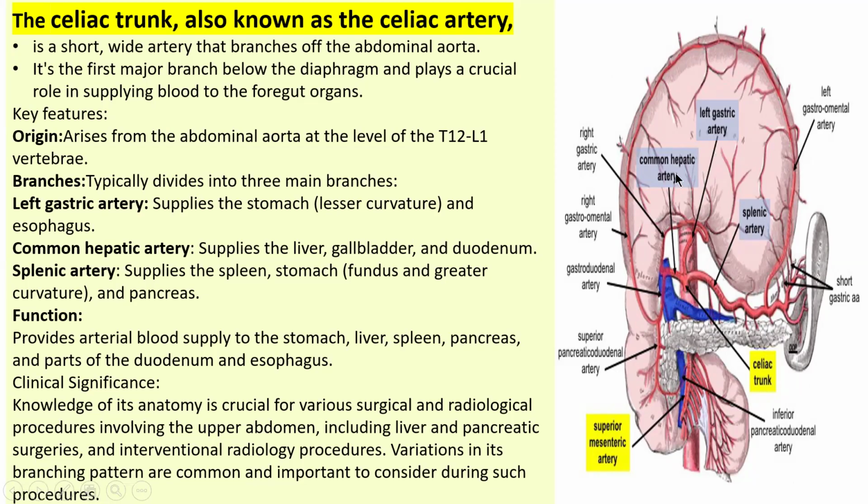Common hepatic artery: liver, gallbladder, duodenum, LGD. So it provides arterial oxygenated blood. Its function is giving blood to the stomach, liver, spleen, pancreas, and part of the duodenum and esophagus. Now, point should be noted. It is not giving to the duodenum part. Now it has clinical significance, to know about the different types of problems in your body and these organs.